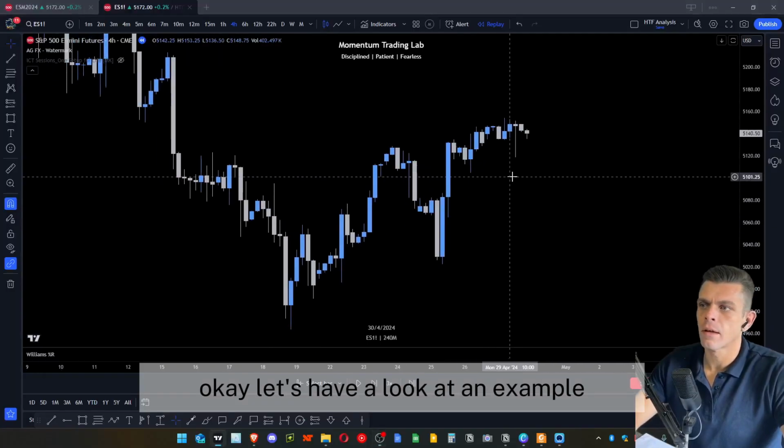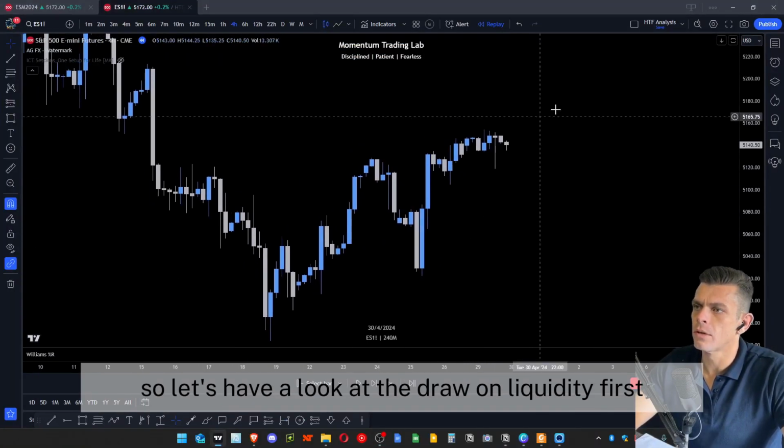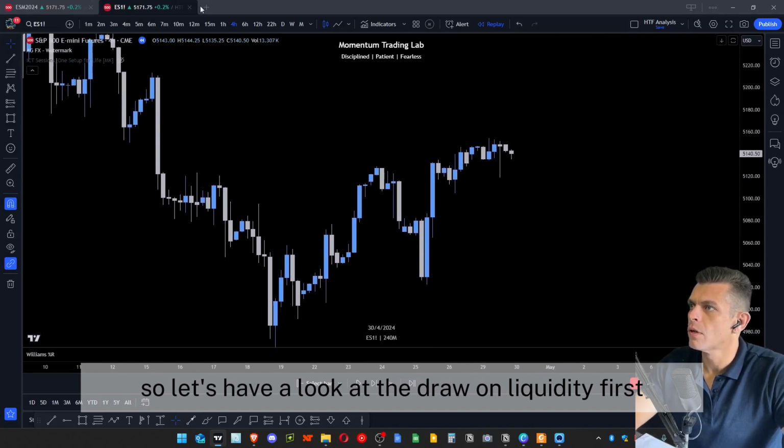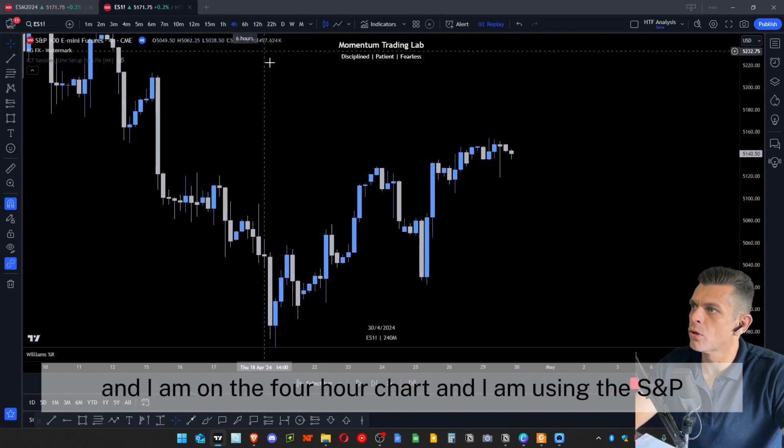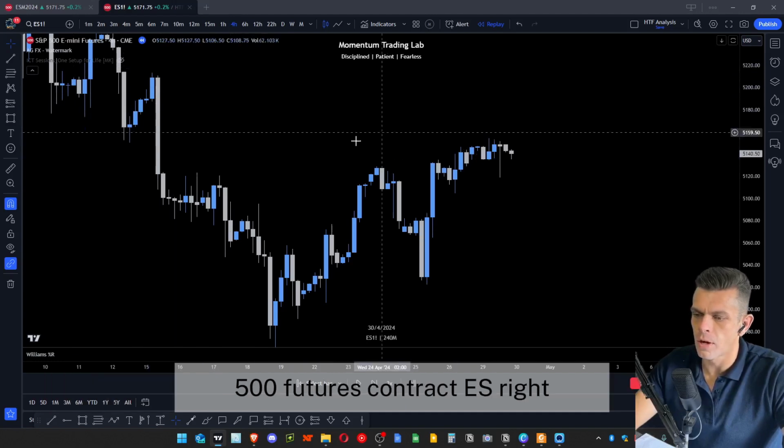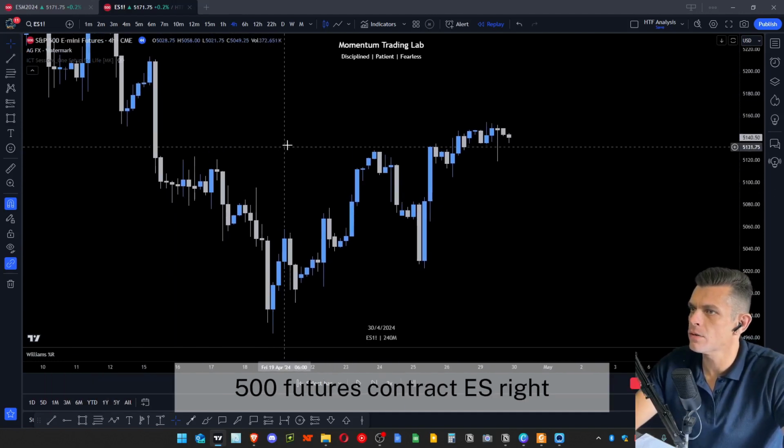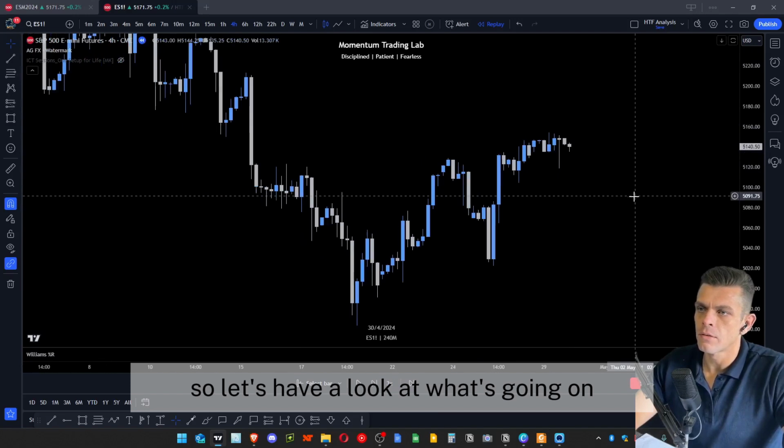Okay, let's have a look at an example. So let's have a look at the draw on liquidity first. And I am on the 4-hour chart and I am using the S&P 500 futures contract, ES. All right, so let's have a look at what's going on.